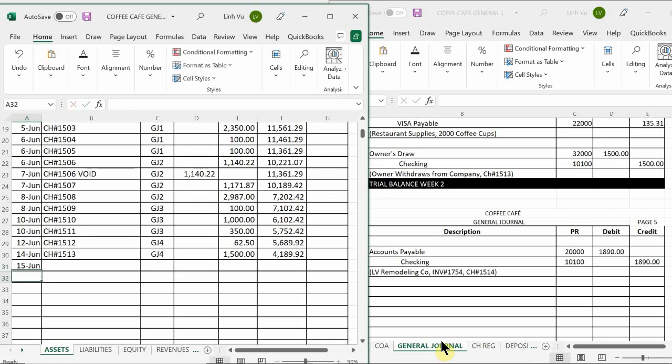June 15th. Check number 1514. Journal 5. 1,890. Where? On the credit side. Okay. The balance. Balance 2,299 and 92 cents. Good.